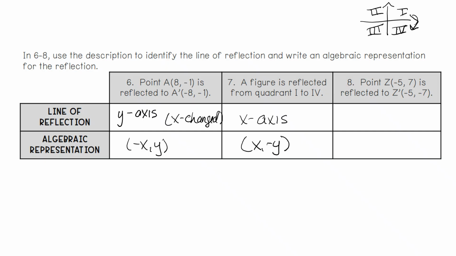Point Z started at negative 5, 7 and is reflected to Z prime, negative 5, negative 7. So this time your y changed, so it's a flip over the x-axis, a reflection over the x-axis, because your y changed. And here is your notation. Your x stays the same, and your y is the opposite. And that's it.